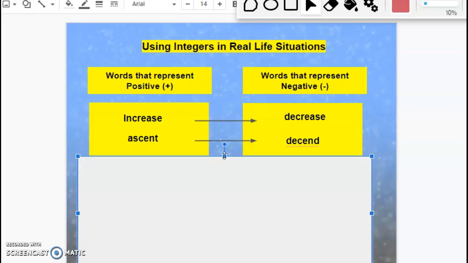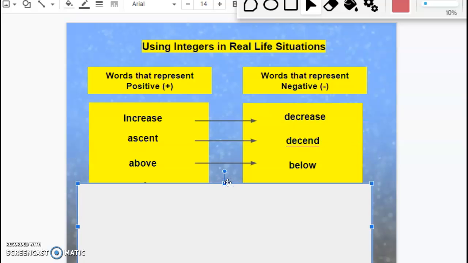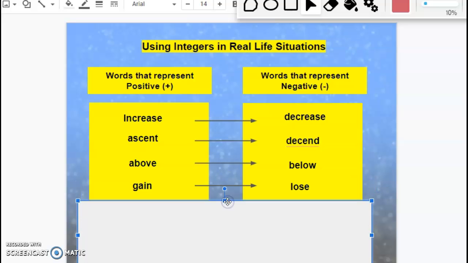Another one would be ascent and descent. Ascent means to go up. When you think about a plane that's ascending, right? And so that's ascent or ascend, and then descend is going down. Then we have above and below. So above, temperatures above zero or below zero. And again, there's many applications for each of these words. I'm just giving you a couple.